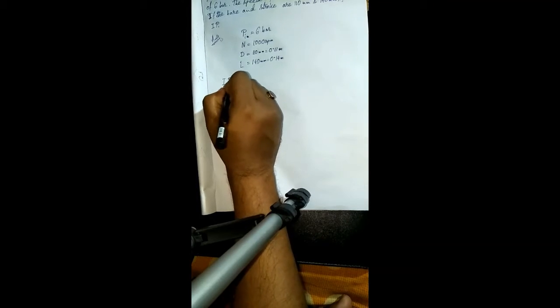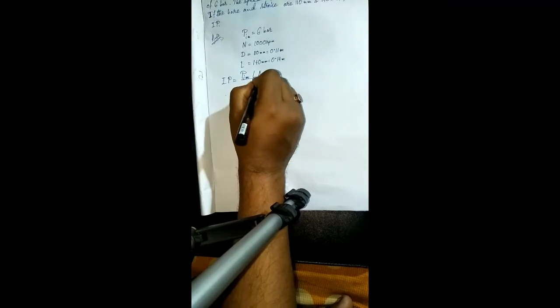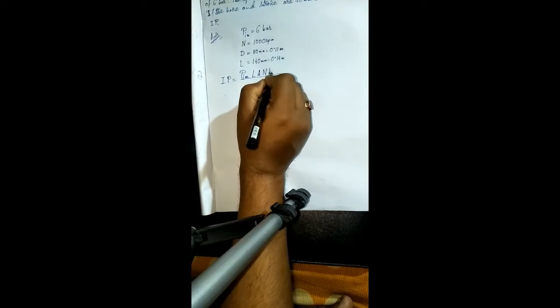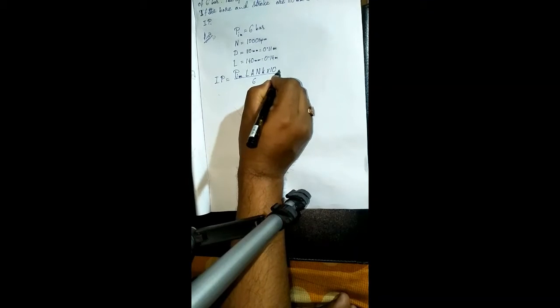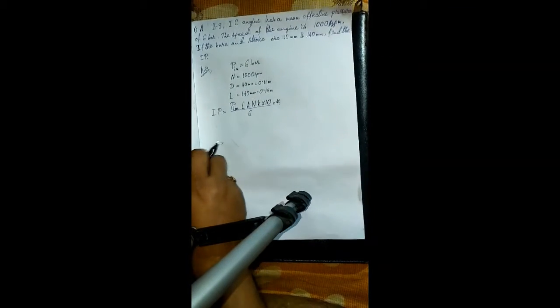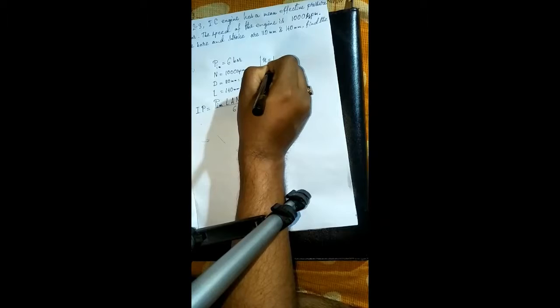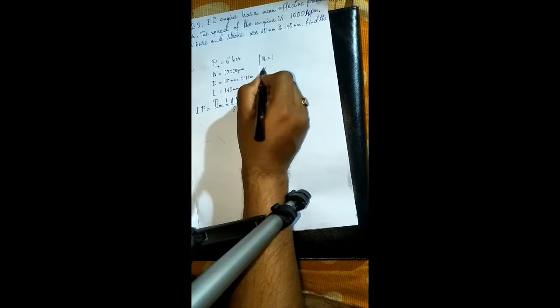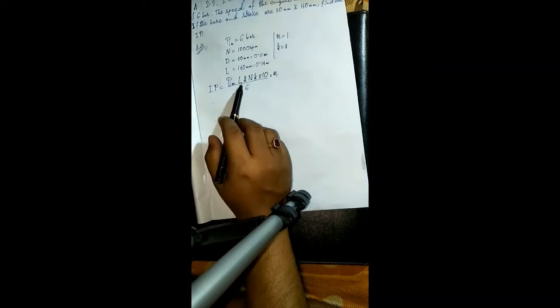Okay, so the indicated power expression is IP equals P L A N K into 10 by 6 into n. This N defines the number of cylinders. Here the number of cylinders is not given in this question, so we can assume N equals 1. The value of K: the engine is a two-stroke engine, so the value of K is 1. A is the area. So now substituting all these values.